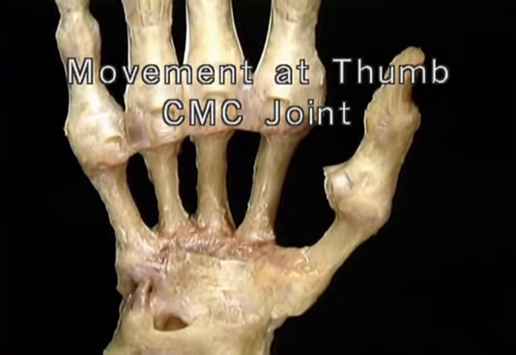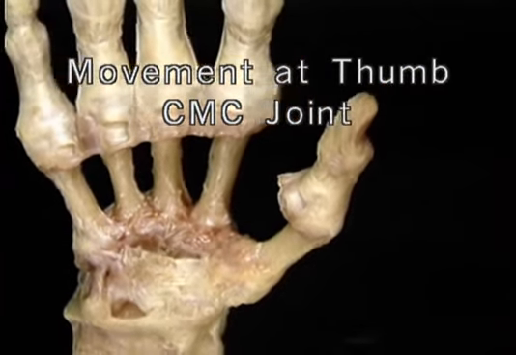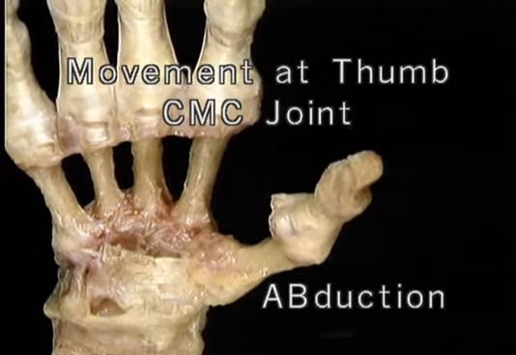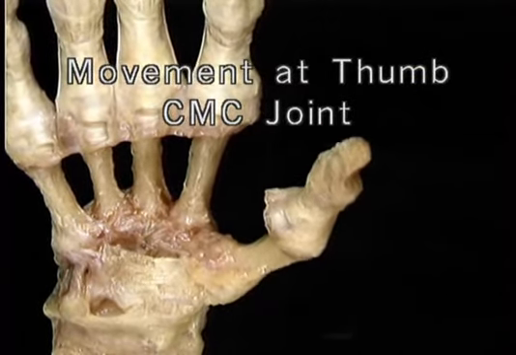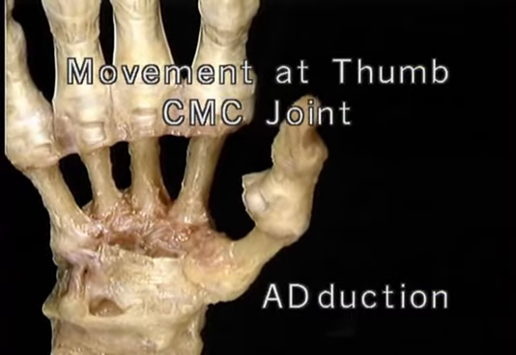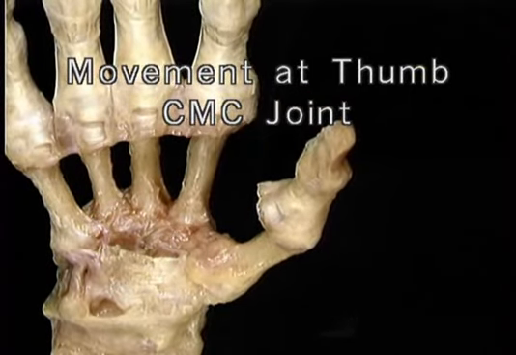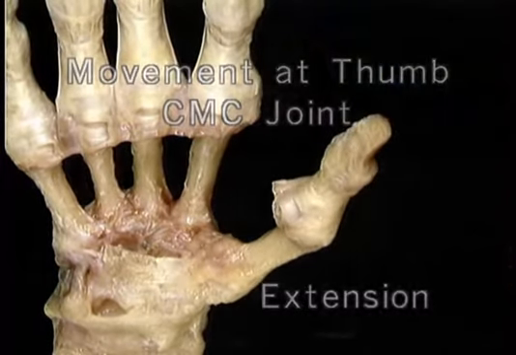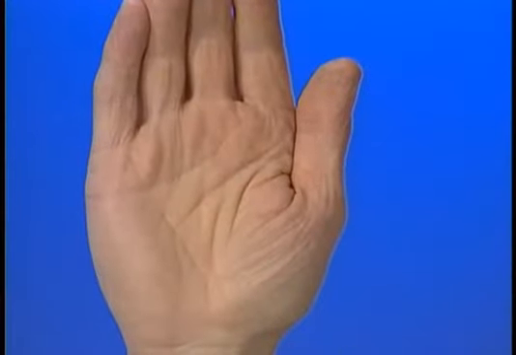Now, let's go back to the CMC joint and see how the first metacarpal moves and what the movements are called. Movement away from the second metacarpal is called abduction. Movement toward it is adduction. Movements at right angles to this axis are called flexion and extension. These two sets of movements often happen in combination.